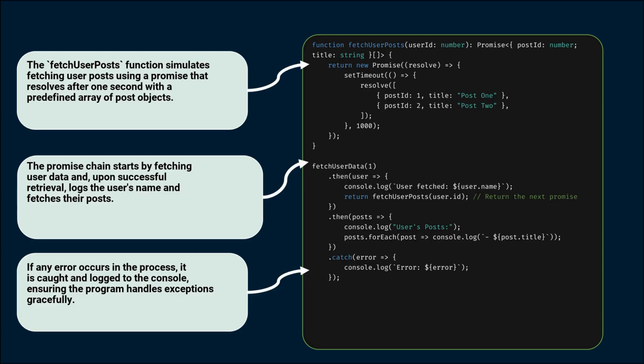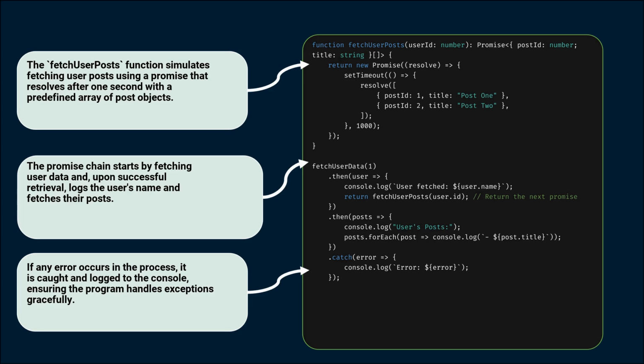After successfully fetching the user data, we log the user's name to the console. Importantly, by returning the fetchUserPosts(userId) promise, we can seamlessly chain another then block that will execute once the post-fetching operation completes. This allows us to maintain a clean and manageable structure, avoiding nested callbacks.